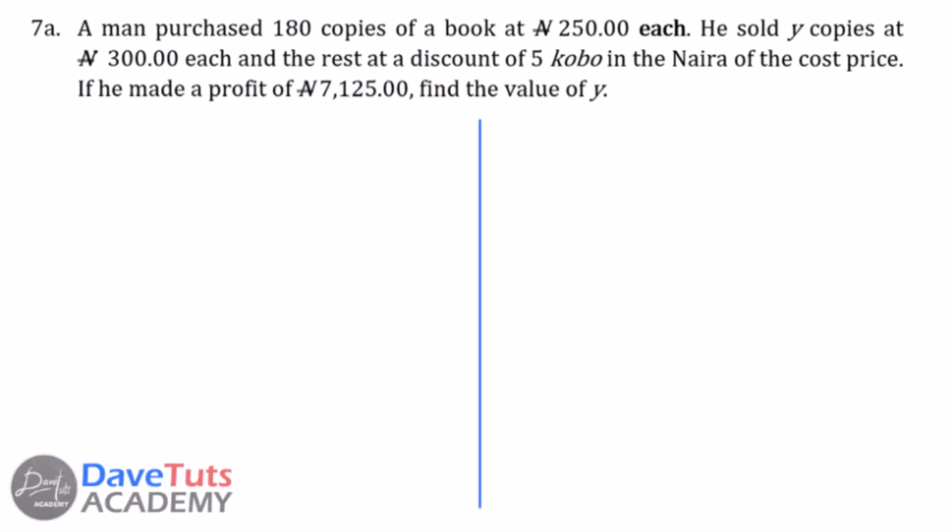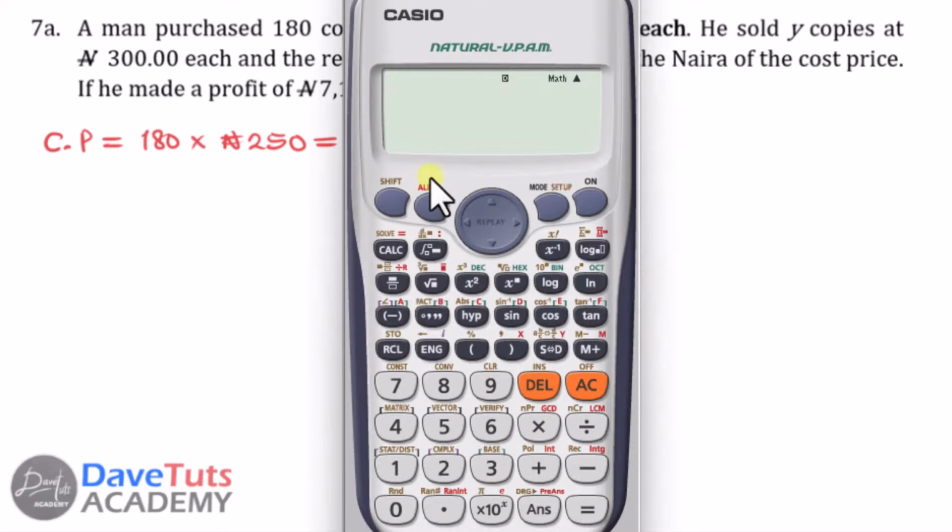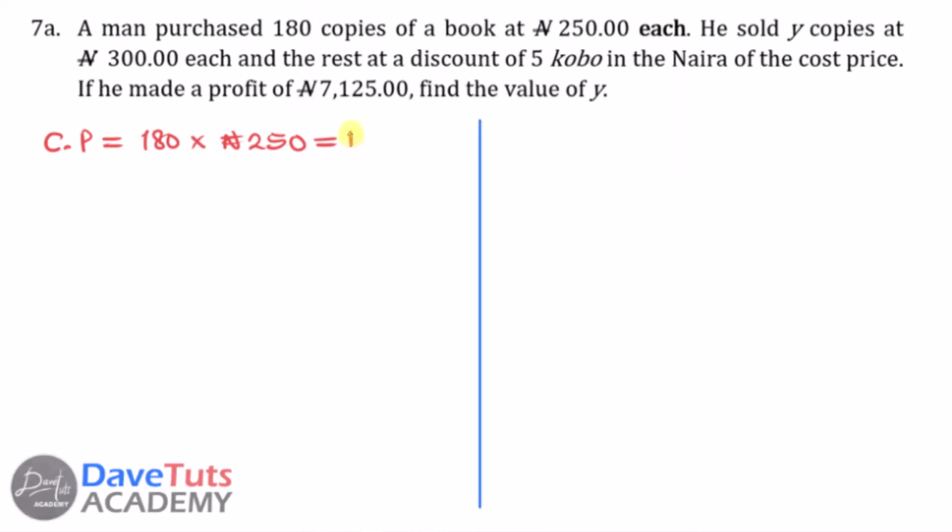Now let's break down what we are being told. Initially, we are told that he purchased 180 copies at 250 naira. So if you want to get the total cost price for the man, we are going to say it is the number of books, which is 180, multiplied by the price of each one, which is 250. Okay, and if we do that, and we are going to use our calculator for that, 180 multiplied by 250, so that is 45,000. So this is nothing but 45,000. So that is the total cost price for the man.